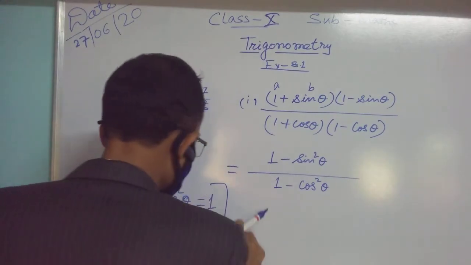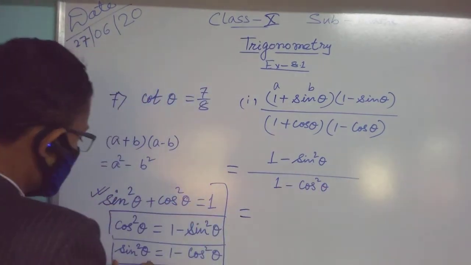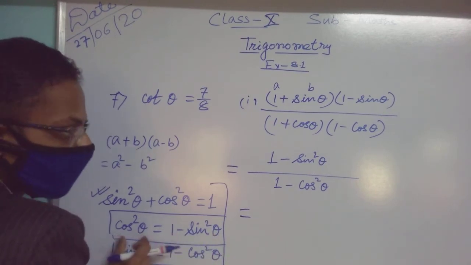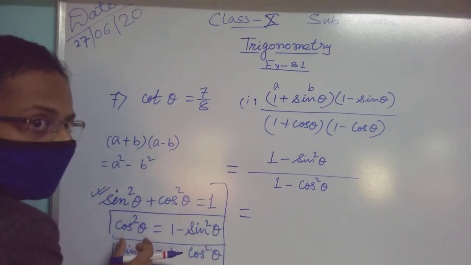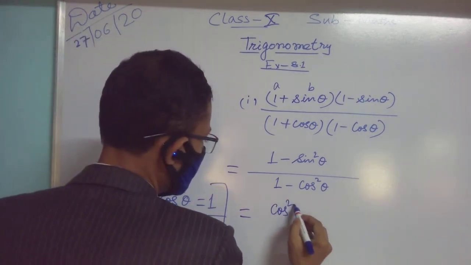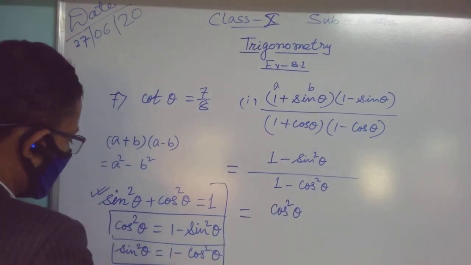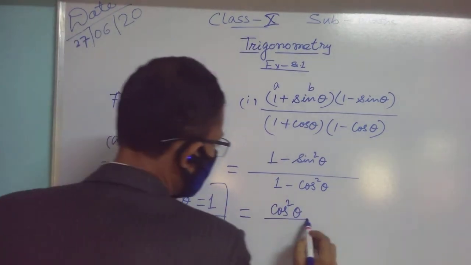So if we use this here, 1 minus sine square theta will become cos square theta. And 1 minus cos square theta will become sine square theta.